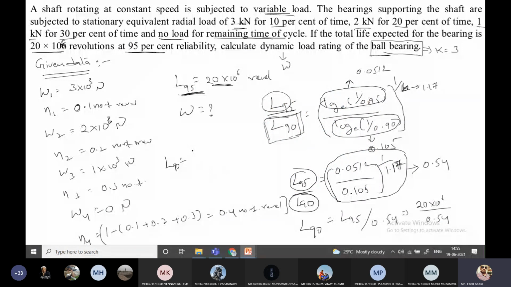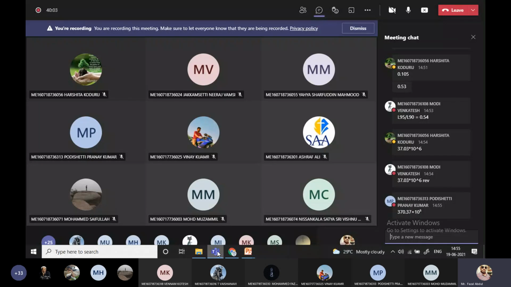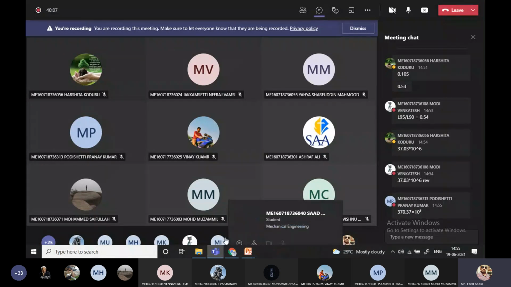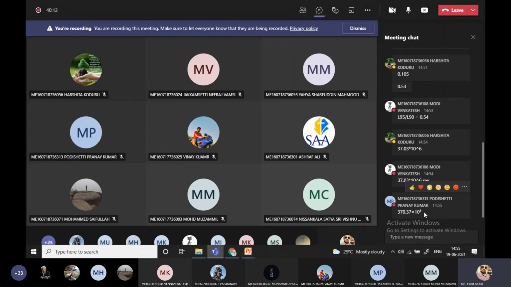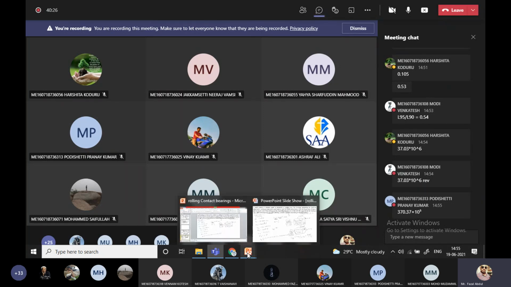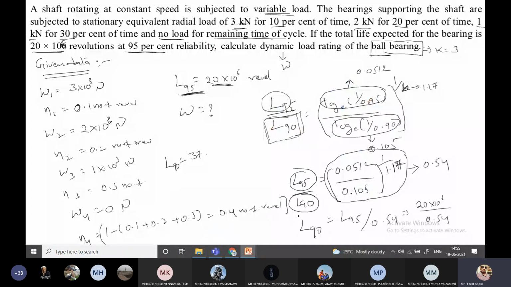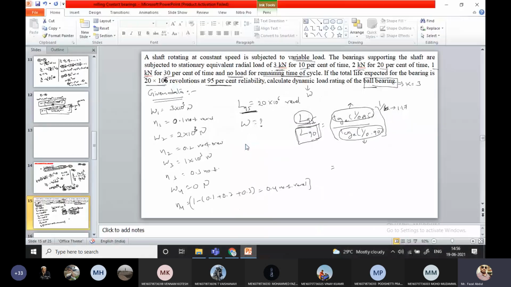37 point how much you got? 37.03. So don't write in 10 to the power of 5, it should always be 10 to the power of 6 only, because it is already defined as a into 10 to the power of 6, multiplying 10 to the power of 6 times. Okay, so don't write in 10 to the power of 5. So 37.03 into 10 to the power of 6 revolutions. We got the life of the bearing for the 90% reliability.